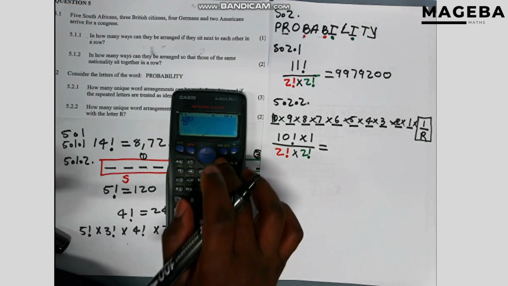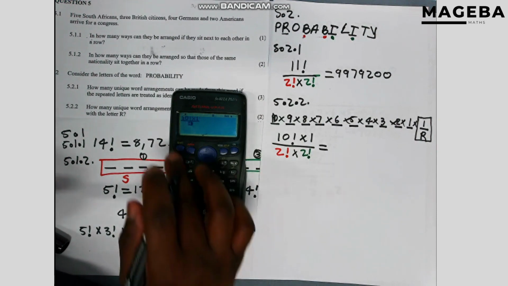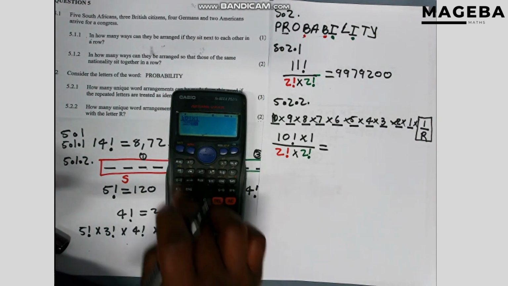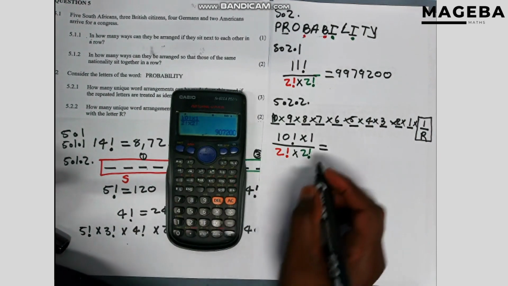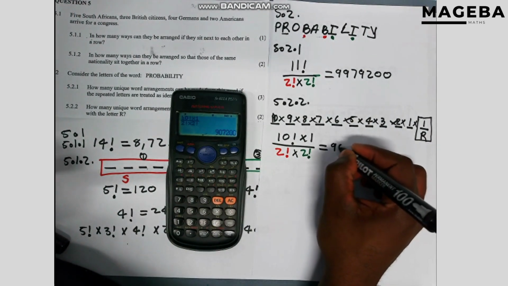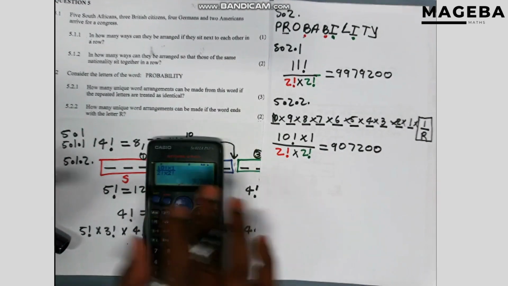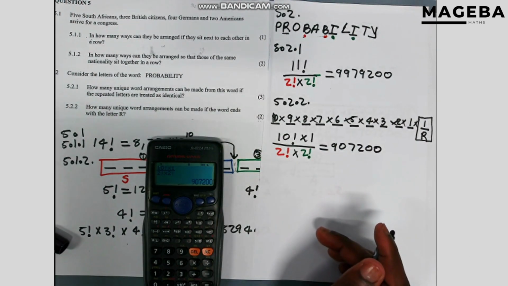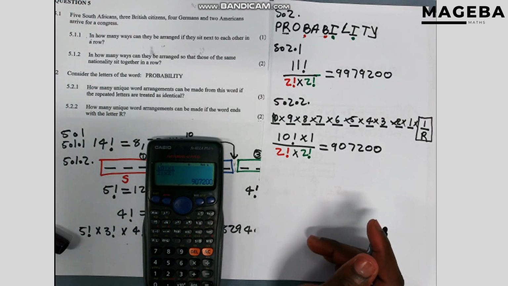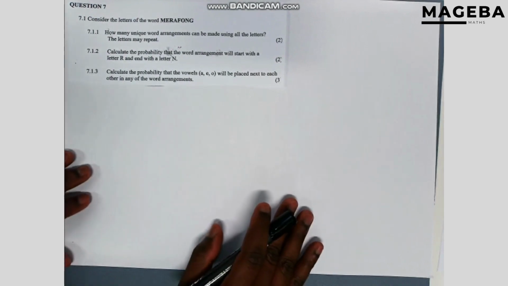10 factorial times 1 all over 2 factorial times 2 factorial. What do we get? We get 97200. So that is the arrangement that we get if we end with the letter R. Okay, thank you guys.